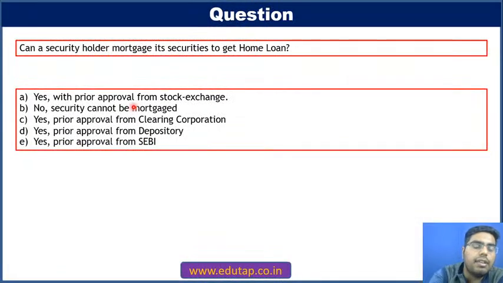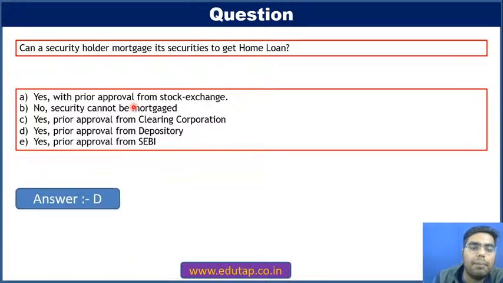Next is, can a security holder mortgage its securities to get home loan? The answer is yes, he can do it, but prior approval of depository is required. I've told you in basics point, he can get his securities mortgaged, but with prior approval of depositories.